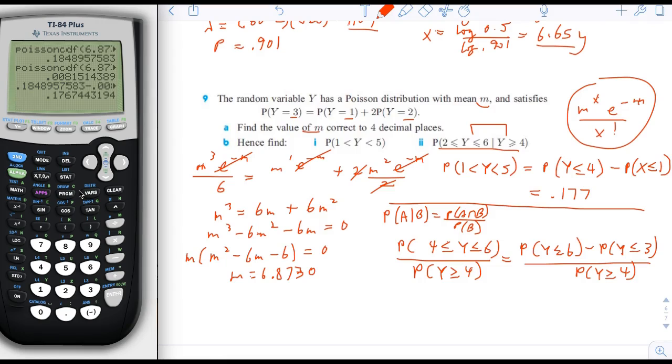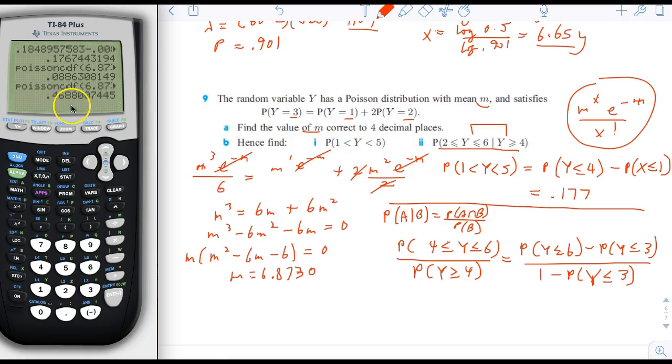Now remember, the probability that y is greater than or equal to 4 cannot be calculated by the calculator. It only calculates less than. So we're going to change that to 1 minus the probability that y is less than or equal to 3. And does that work now? Okay, yeah, I think it does. So let's figure out what the probability for 3 is and what the probability is for 6. And we'll just plug them in.